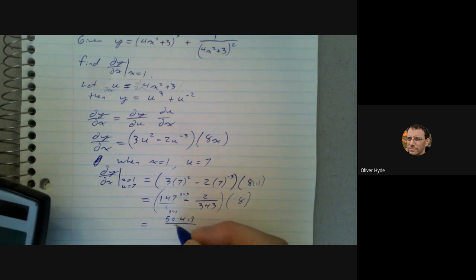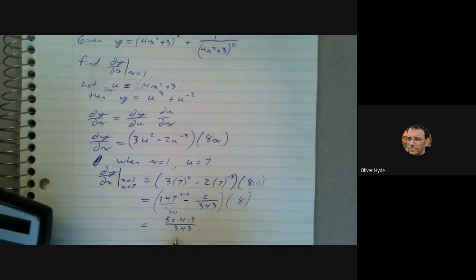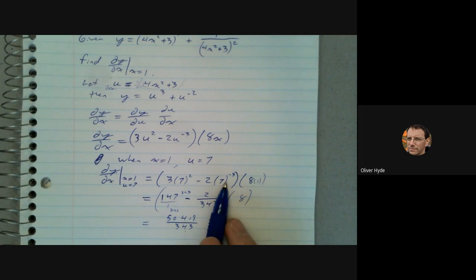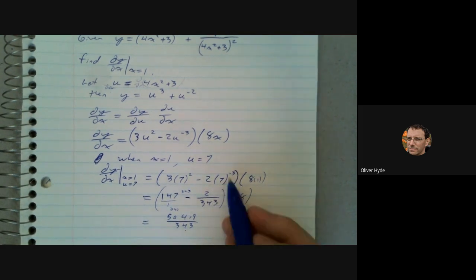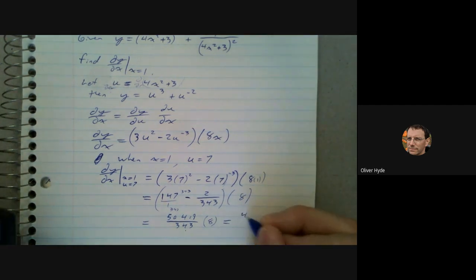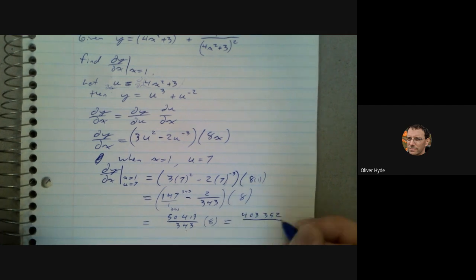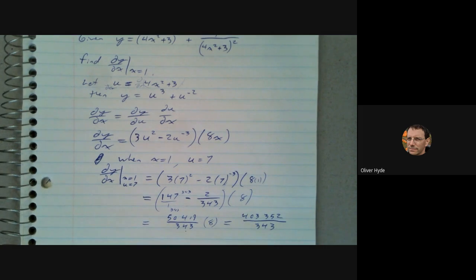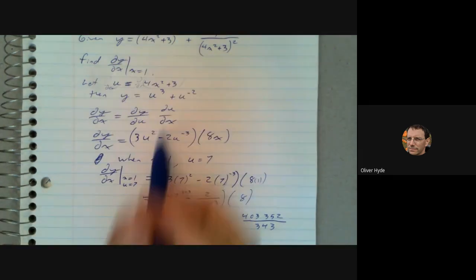This will give me 50,419 over 343. Now I know 343 is a perfect cube. It's a power of 7. 7 is prime. It's definitely not divisible by 8, which makes me feel pretty comfortable that this expression is going to be in lowest terms when I multiply this by 8 and get 403,352 over 343, I guess. Not my greatest example. Sorry. This is what happens when you change the question in the middle.